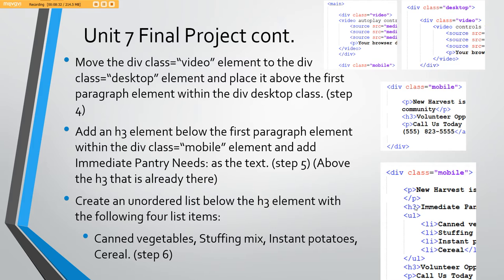and in it you're going to have an H3 element, which is this immediate pantry needs. So after immediate pantry needs with the colon, you're going to have your unordered list, which has canned vegetables, stuffing mix, instant potatoes, and cereal. So you see that you're adding it after this paragraph, but before this H3. And so you have your H3 and the unordered list, and then you have the one that they already had there.